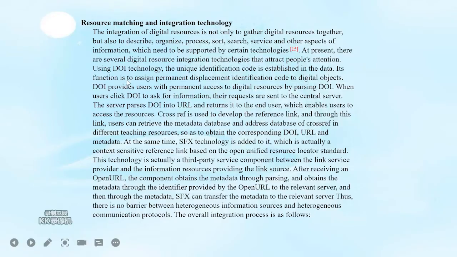Its function is to assign a permanent identification code to digital objects. DOI provides users with permanent access to digital resources. When users click a DOI to ask for information, their requests are sent to the central server. The server converts the DOI into a URL and returns it to the end user, which enables users to access the resources.